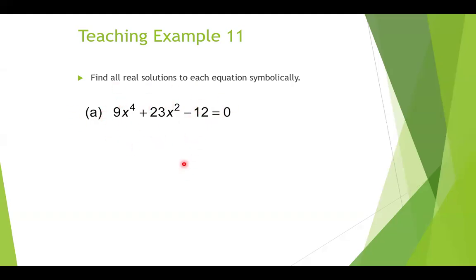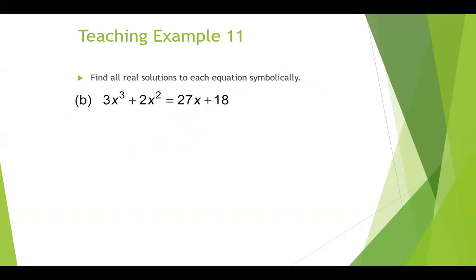Or I could do what? Graph and see where it does what? Hit 0, cross it. You can solve it symbolically or not. Same thing here. But in order for me to use the calculator, what do I need to do first? It has to equal 0.